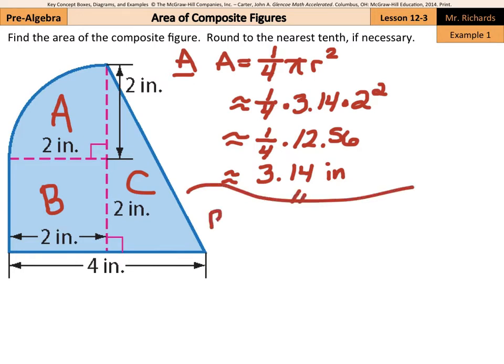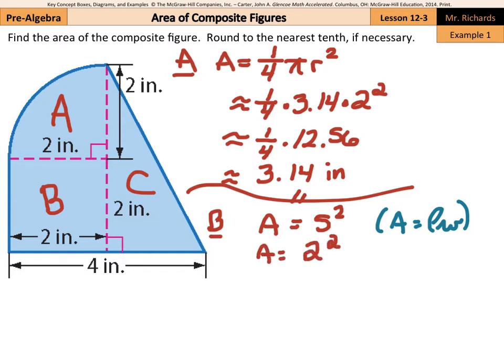What about shape B? Shape B looks like a square. So we could say area for a square is going to be simply the length of a side squared. Now, I know a lot of us might just use area equals length times width, and that works too. But my area here is going to be equal to 2 squared. So my area for that square is simply 4 inches squared. And let me throw in that inches squared with A.